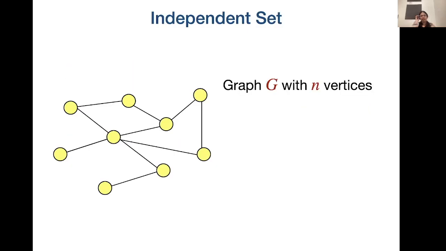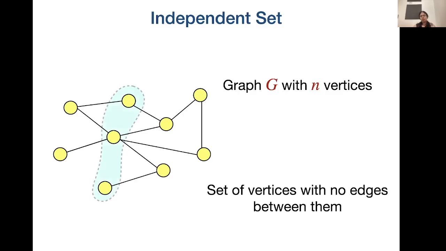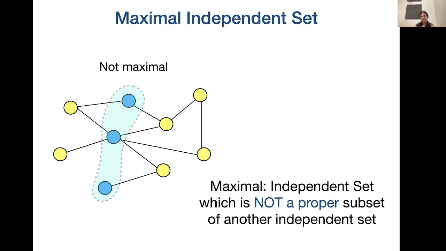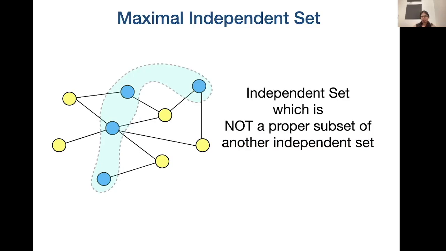I'm going to begin by defining an independent set. Any subset of vertices which don't have any edges between them is called an independent set. A maximal independent set is any independent set which is not a proper subset of another independent set. The example here is not maximal because we can add another vertex to it and get a larger independent set. The example now is actually a maximal independent set because the addition of any other vertex does not give an independent set.